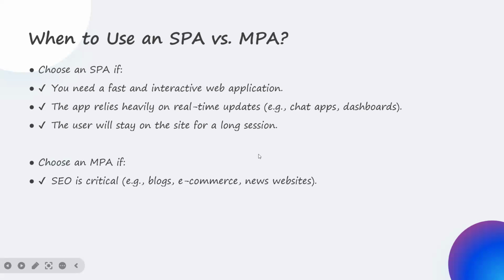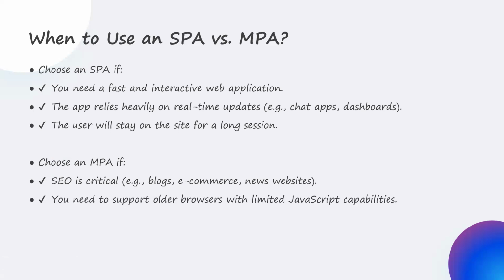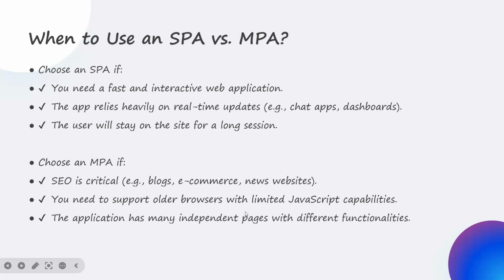When do you choose multi-page application? When SEO is critical. But even at that, even if we use single-page application with Next.js, we can also achieve SEO. When you need to support older browsers with limited JavaScript capabilities, when the application has many independent pages with different functionalities. So these are the reasons why you might choose MPA.